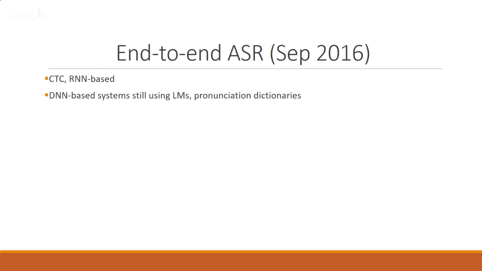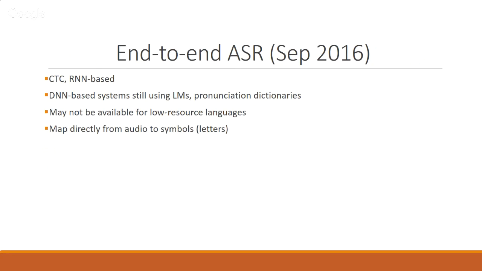And yeah, so as I said, the earlier DNN systems, the current DNN systems are still using language models and pronunciation dictionaries. And so now this is a technique to map directly from the acoustics to the symbols, which are the words or the letters in this case. So this is very similar to a lot of other applications you've seen, like TTS and so on. Basically you take the audio, you take the thing that you're trying to predict, the letters or the words, and then you just let the DNN figure out the entire thing in between.